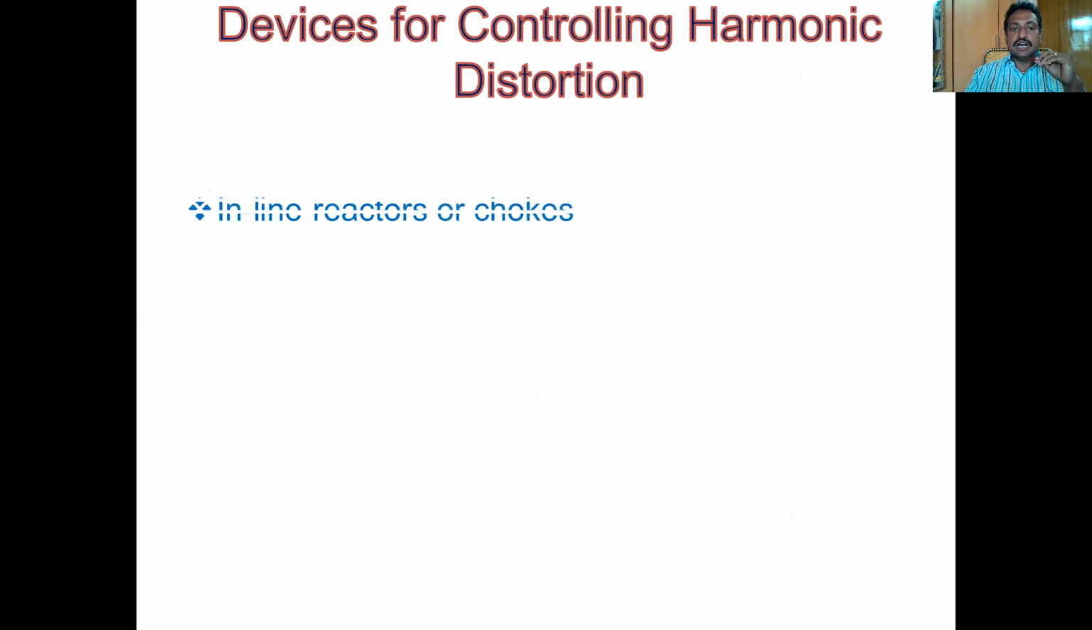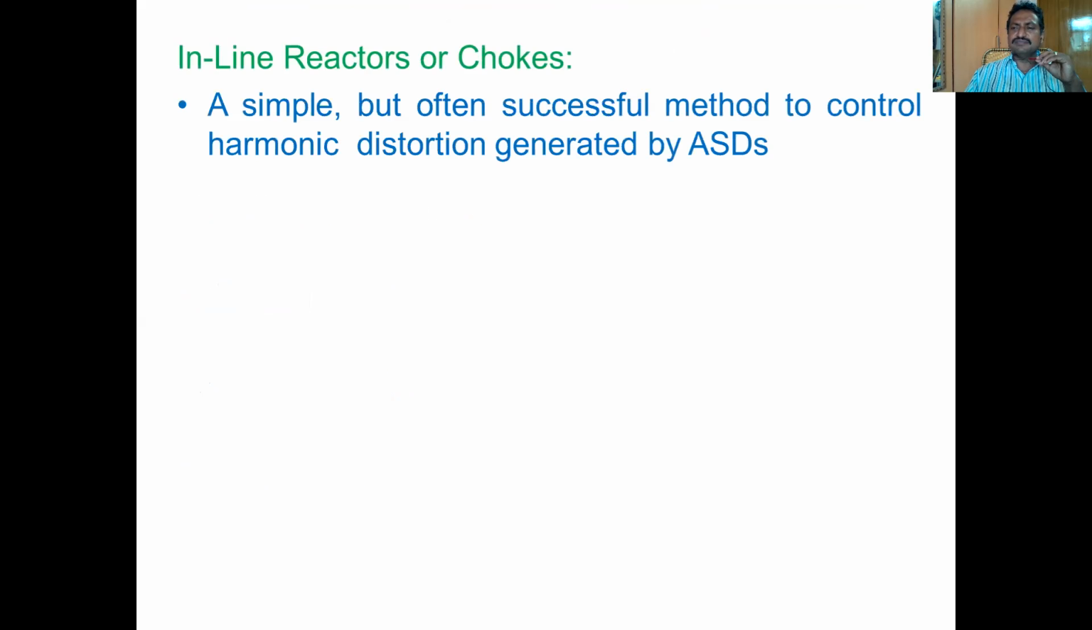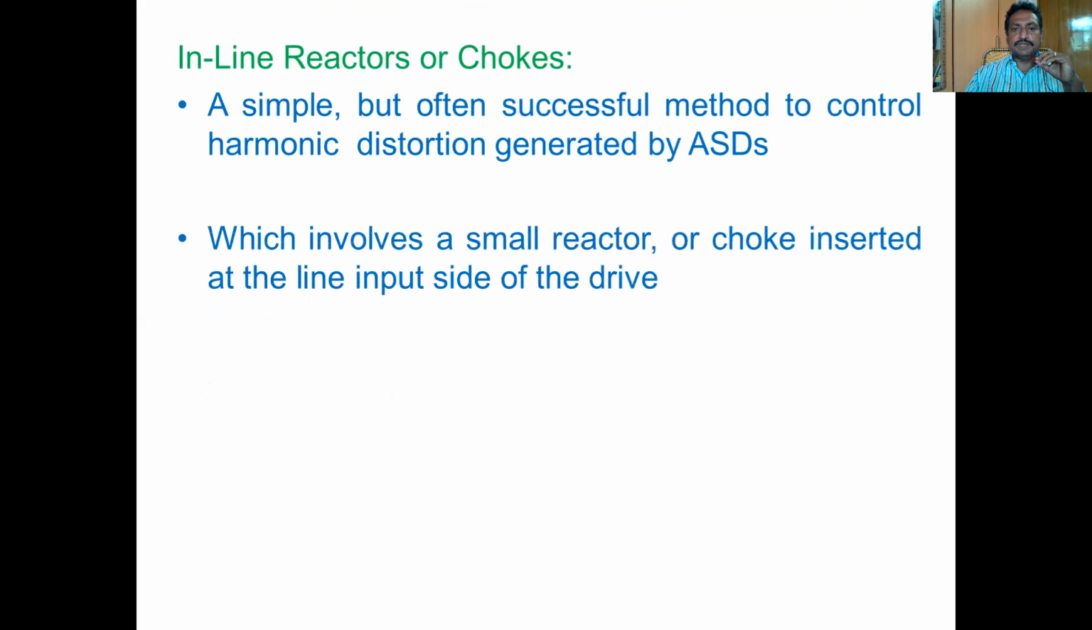Devices for controlling harmonic distortion: inline reactors or chokes, zigzag transformers, passive filters, active filters. These are, first, inline reactors. Very simple. An inductor is placed near to the source. It is a simple, successful method for harmonic distortion generated by adjustable speed drives. Whenever you are using adjustable speed drives, use this, which involves a small reactor or choke inserted at the line input side of the drive.